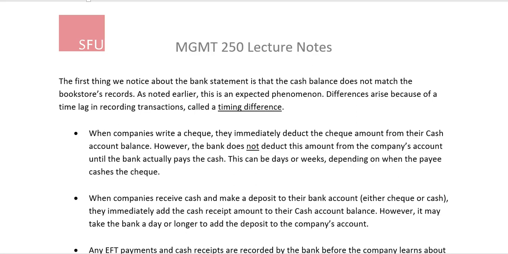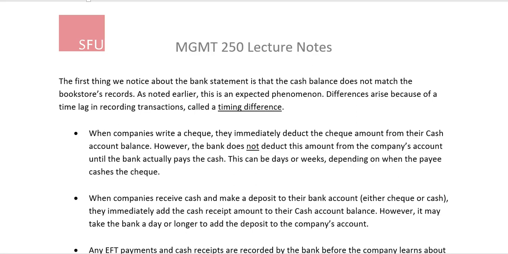So a good example of this is when you write a check. When companies write a check, they immediately deduct the check amount from their cash account balance. However, the bank does not deduct this amount from the company's account until the bank actually pays out the cash. This can be days or weeks, depending largely on when the payee actually cashes the check.